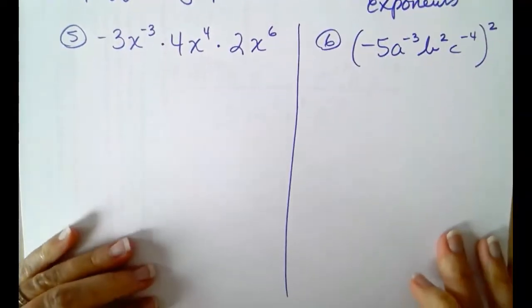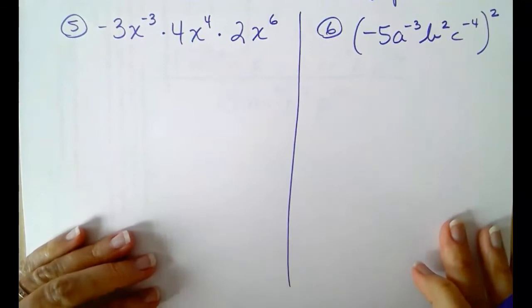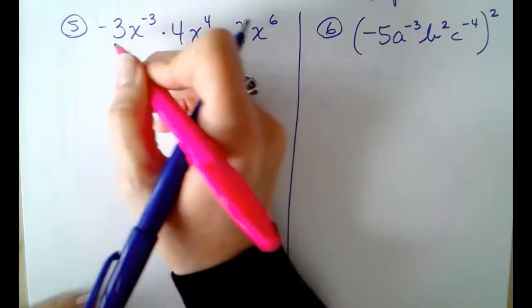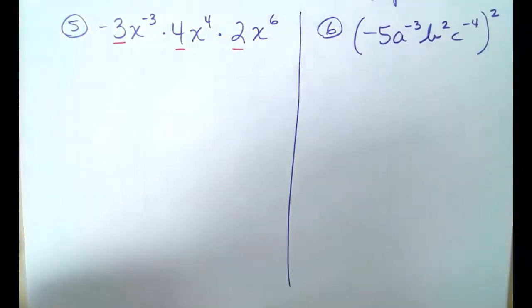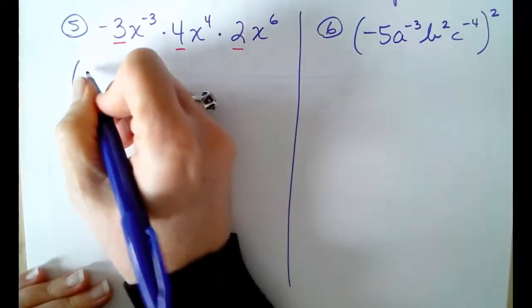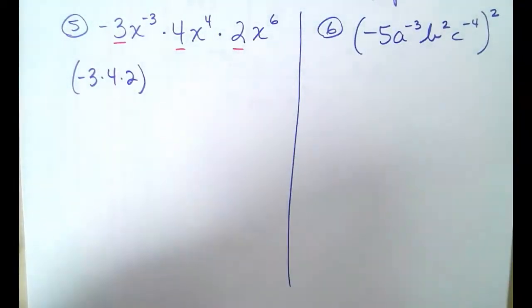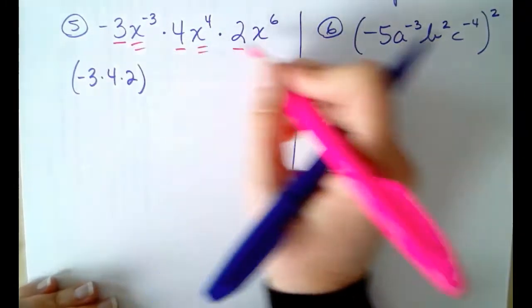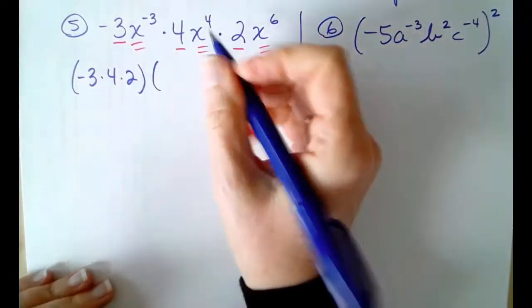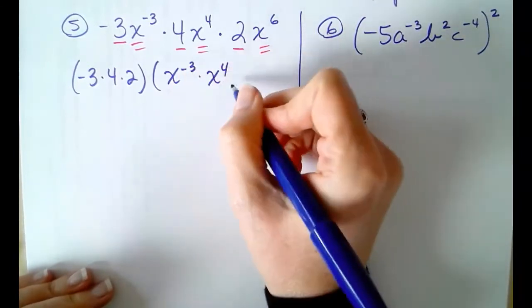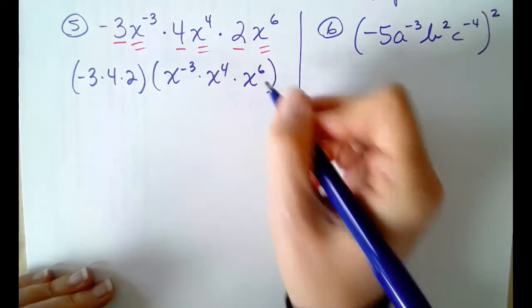Remember, this is all multiplication, all the way across. So we can use the commutative property to help us out as well as the associative property. So all the coefficients go together. In the first set of parentheses, negative 3 times 4 times 2. And then in the second set of parentheses, all the powers of x: x to the negative 3rd, x to the 4th, times x to the 6th.